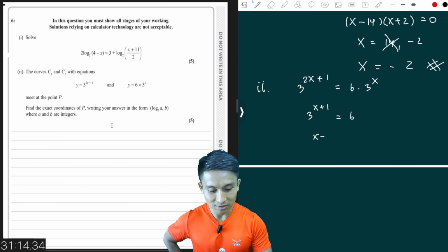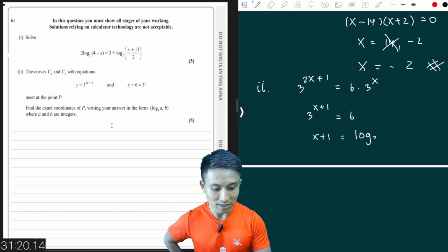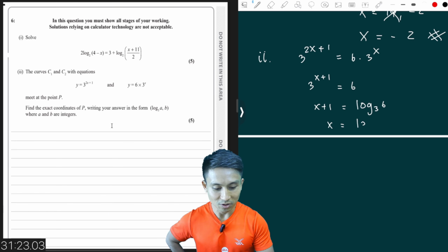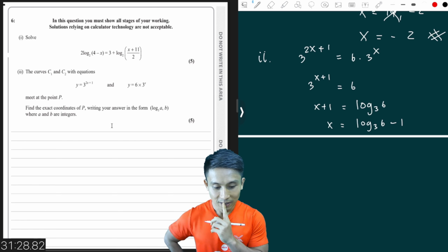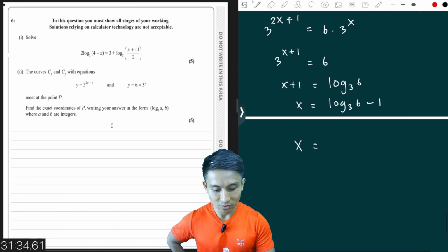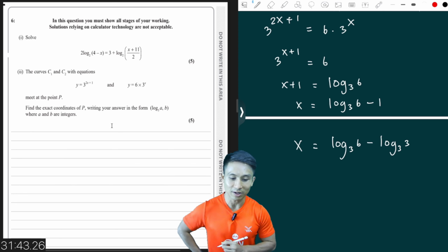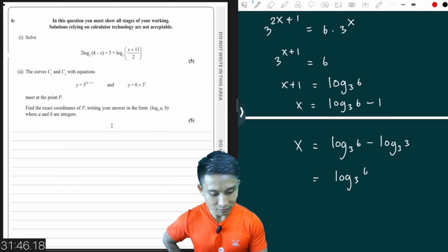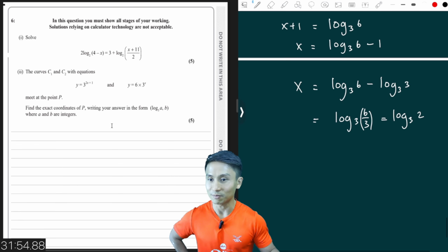And to solve this, you just undo the exponential, which is to take log on both sides, and that will give you log base 3 of 6. So x is just log base 3 of 6 minus 1. Okay, but that's not it. We have to merge them into the same log term. So we know that 1 can always be put as log base 3 of 3, right? So now I have log base 3 of 6 divided by 3 instead, which is log base 3 of 2. Just use a little log property to simplify that basically.